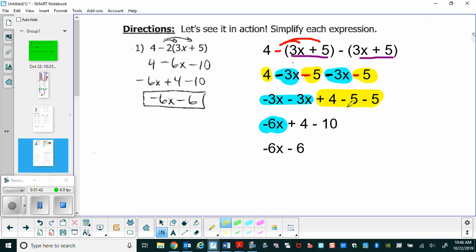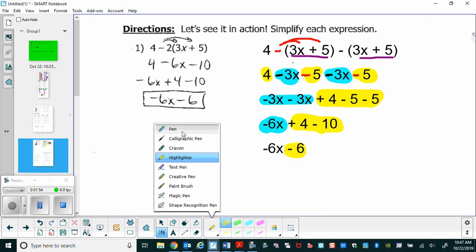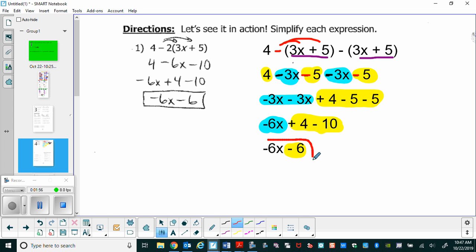And then over here, what I did was took the 5 negatives and the other 5 negatives, and I just grouped them together for that. And then I still have my plus 4. And then 4 minus 10 is going to be this negative 6. So our final answer here is definitely going to be the negative 6x minus 6.